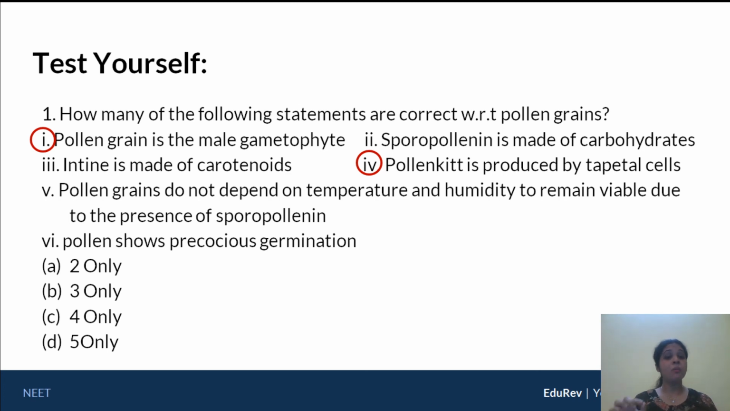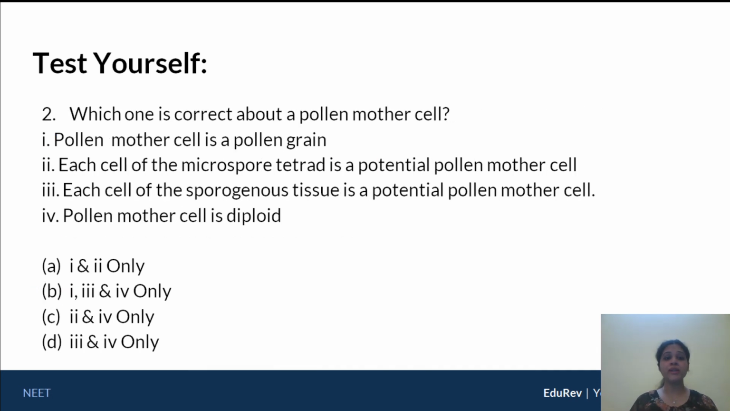The next: pollen shows precocious germination. A precocious germination implies germination within the parent, germination when it is still young. Okay, now why do we say germination? When we say a microspore develops into a mature pollen grain, okay, that is called precocious development. So that is also a true statement. So three statements are true. So the answer here is option B. Three are correct. Okay, let's go on to the next question.